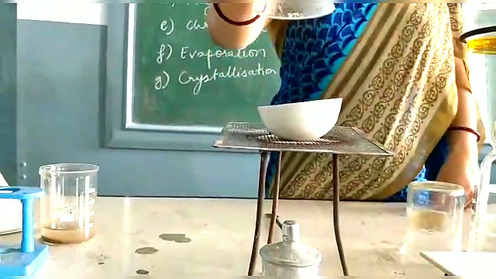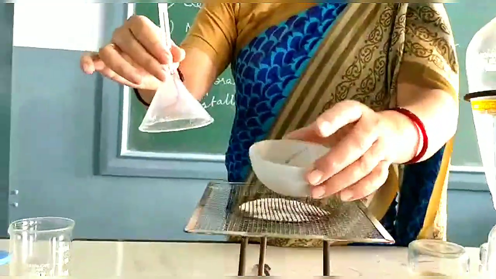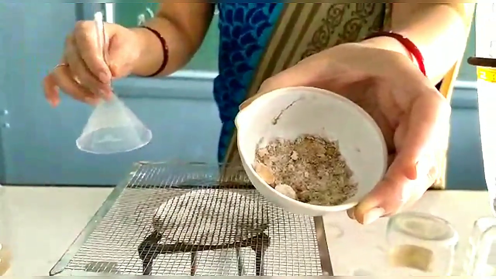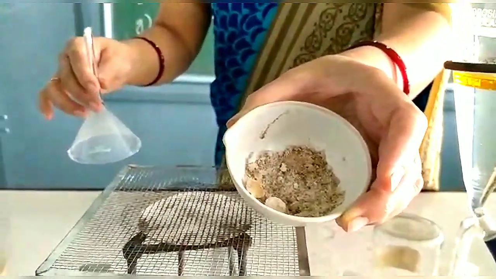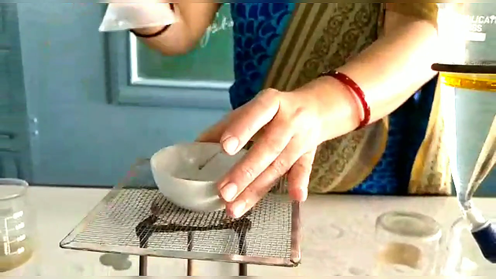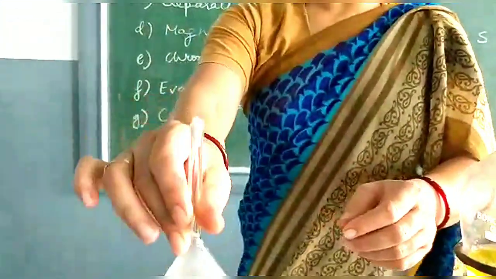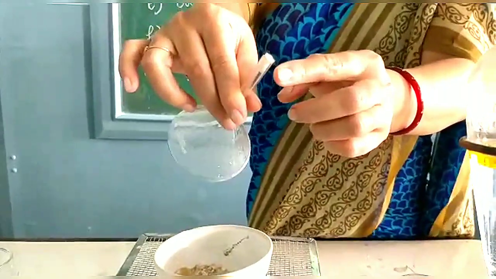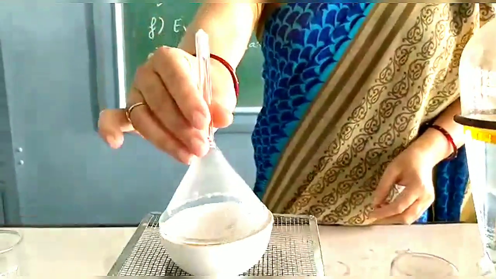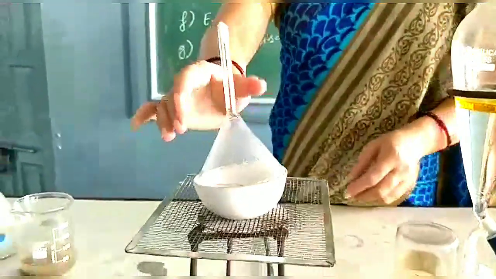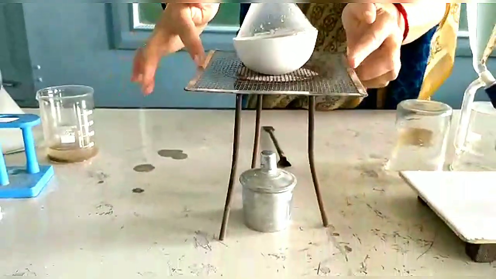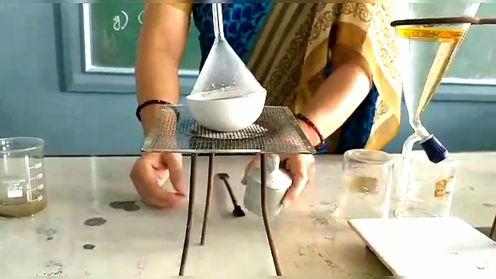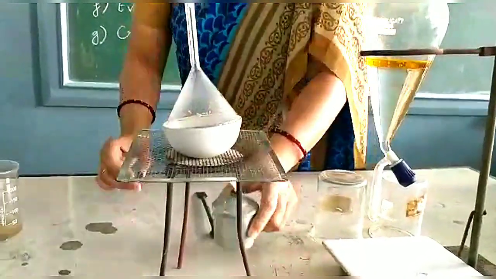So this is an inverted funnel I'll put on this china dish which has a mixture of common salt, that is NaCl, and ammonium chloride, NH4Cl. I have taken this mixture, then I place the inverted funnel, and its open leg is covered with glass wool. This is placed on a wire gauze, and this is the tripod stand on which it has been placed, and this is the spirit lamp. So I'm going to switch it on.